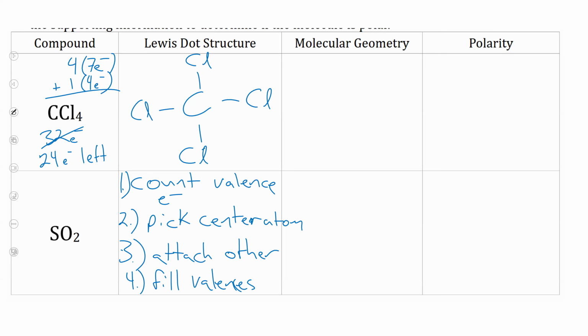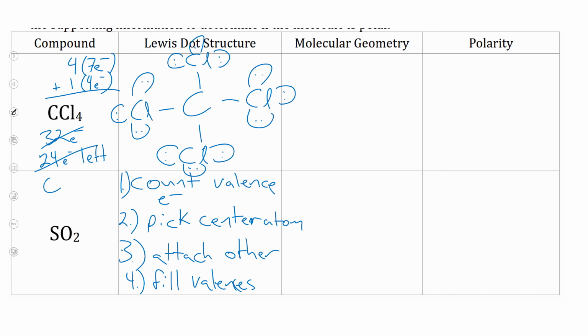And each of these chlorines already has 2 electrons from the bond. So that means each chlorine still needs another 6 electrons. What's 6 times 4? 24. So if I fill the rest of the chlorine valences, we've used all of our electrons.